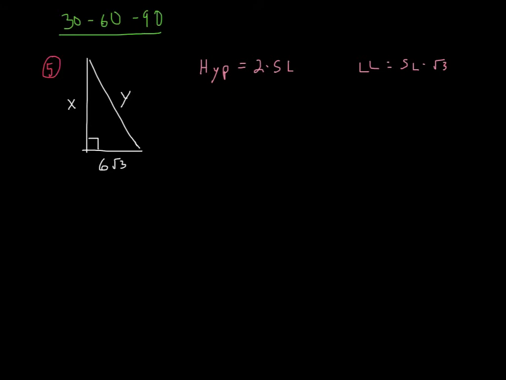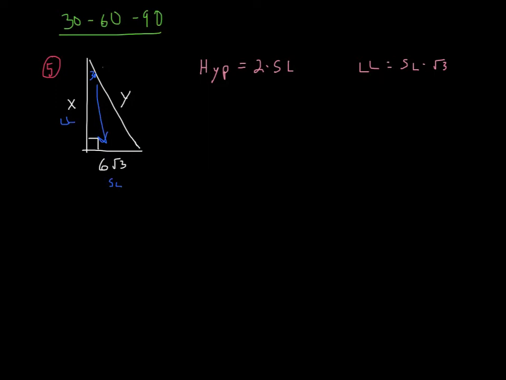This is number 5 on your worksheet, and I wanted to go over this one because you have something besides a nice integer number. It looks like it might be nice because it's got the radical 3, but that is not my short leg, and that's not my long leg where I want to have the radical 3. In this problem, if you look at your worksheet, the 30-degree angle is up at the top. So this is my short leg down here, and my long leg is my x. So what happens when we have a problem like that?